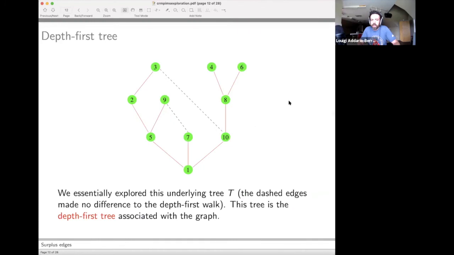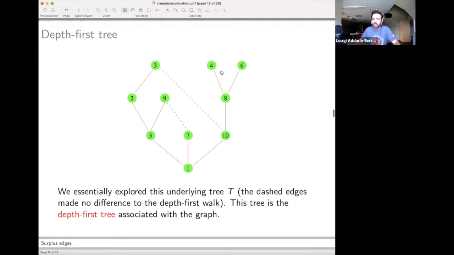So this is the process we've seen before, just applied to a single component. Now the point is that this is really the tree we explored. There were these extra edges which didn't change the depth first process. And also, in fact, the edge between 4 and 6 could have been present. That also wouldn't have changed the depth first process. But let's go through that picture again and think about all the places that we could have added extra edges without affecting the depth first tree, the tree that is explored by the depth first process.